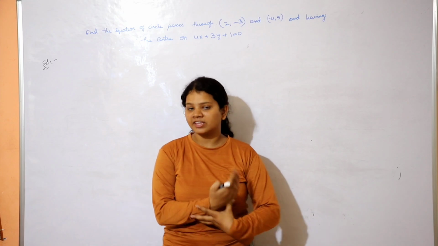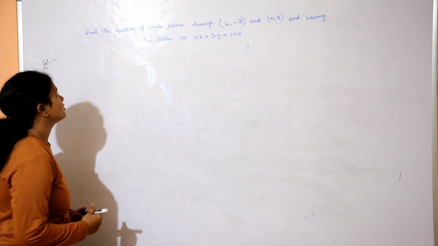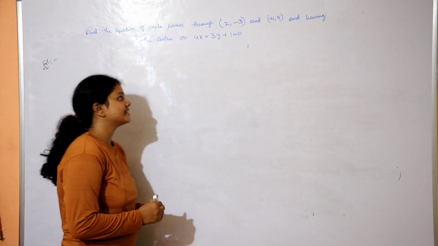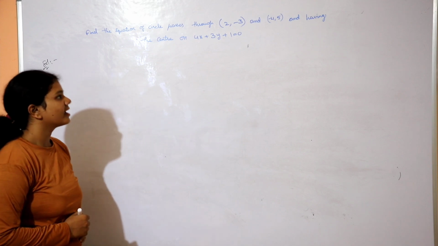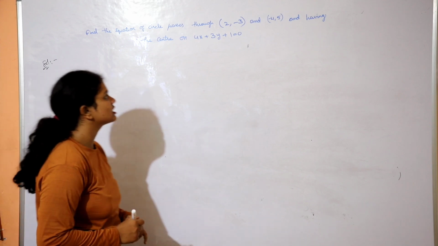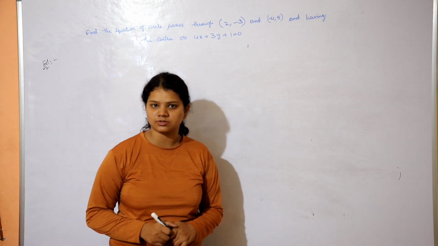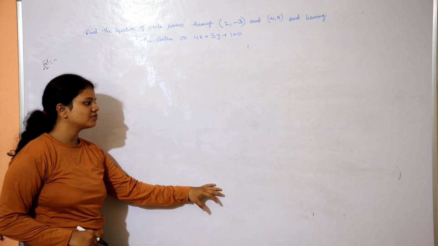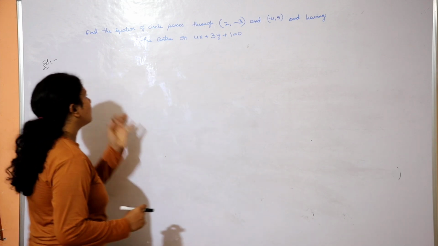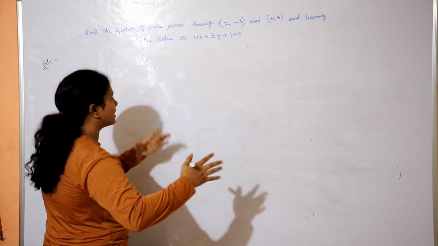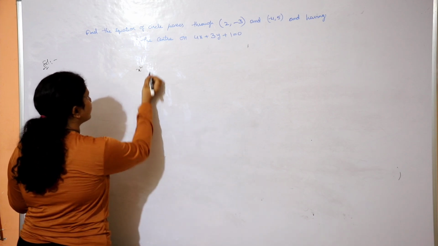Okay guys, here you are having the next question. Find the equation of circle passes through 2 comma minus 3 and minus 4 comma 5 having the center on 4x plus 3y plus 1 equals to 0. This is the given question. Now we should solve this given question.